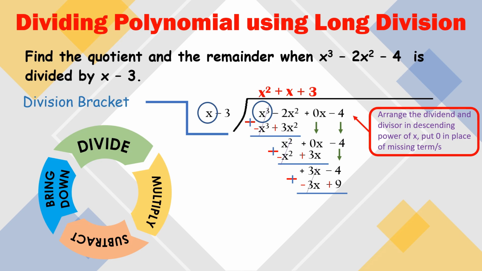Positive 3x plus negative 3x is 0. Negative 4 plus positive 9 will give you 5. So since there are no more terms to bring down on your polynomial, then 5 will be our remainder. So all we have to do now is to write our answer in this form. So x squared plus x plus 3 plus 5 over x minus 3, where 5 is your remainder and x minus 3 is actually your divisor.